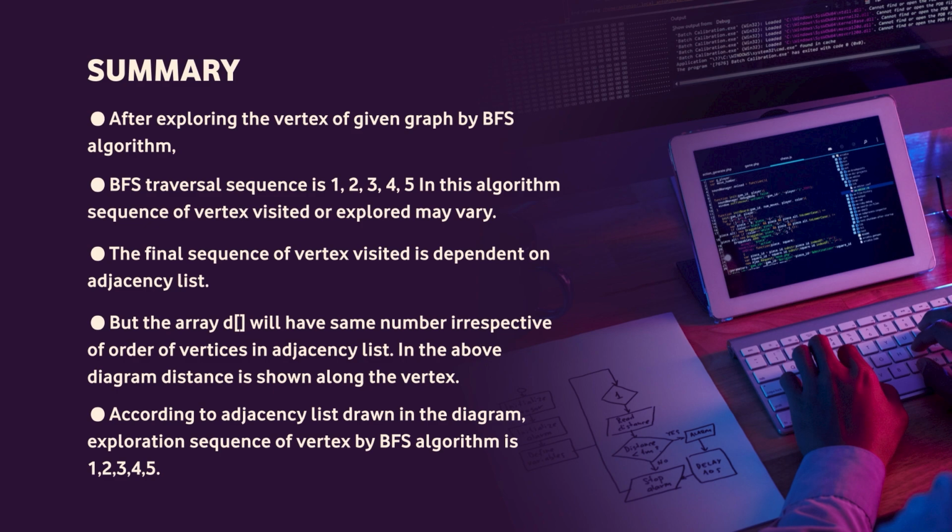In this algorithm, the sequence of the vertices visited or explored may vary. Keep that in mind. The final sequence of the vertices visited depends upon the adjacency list. You can look at the adjacency list, because for 1, 2 and 3 are adjacent to 1, so both of them have the same priority.